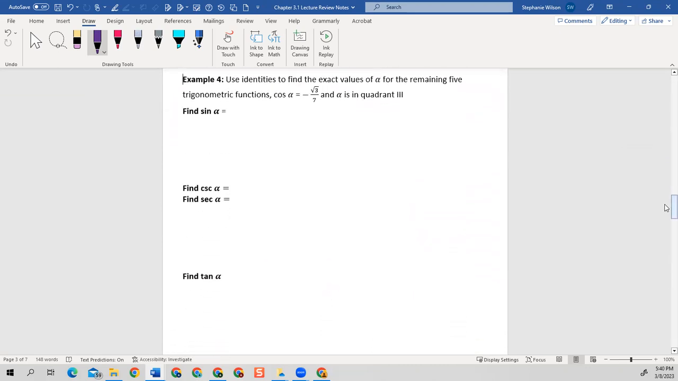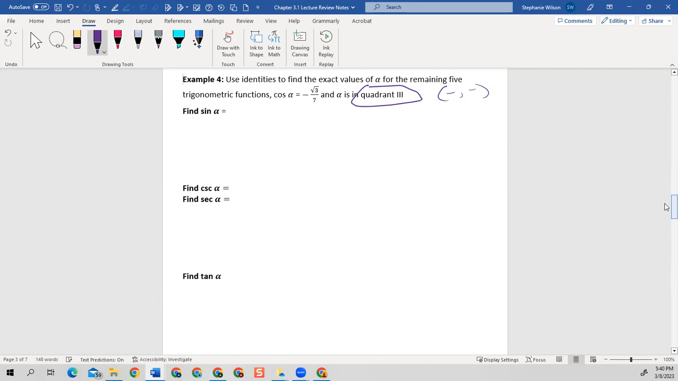Okay, example 4 says use the identities to find the exact values of the remaining 5 trigonometric functions. Cosine alpha equals the negative square root of 3/7, and alpha is in the 3rd quadrant. Okay, so in the 3rd quadrant of the unit circle, we know that both sine and cosine are negative. That's to be remembered for our final answer on whether we're going to have a negative or not.